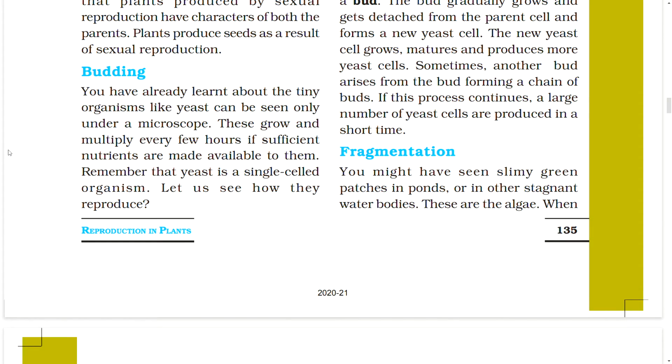Budding. You have already learned about tiny organisms like yeast that can be seen only under a microscope. These grow and multiply every few hours if sufficient nutrients are made available to them. Remember that yeast is a single-celled organism. Let us see how they reproduce.